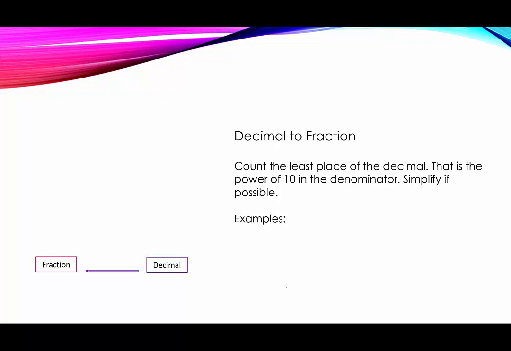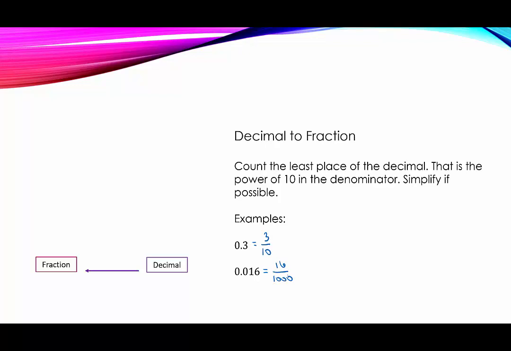0.3, so the 3 is in the tenths place. That would be 3 over 10, which cannot be simplified. So 3/10 or 0.3 is the same as 3 out of 10. 0.016: tenths, hundredths, thousandths. The least place, the 6 is in the least place, and it's in the thousandths place. So we would write this as 16 over 1,000.